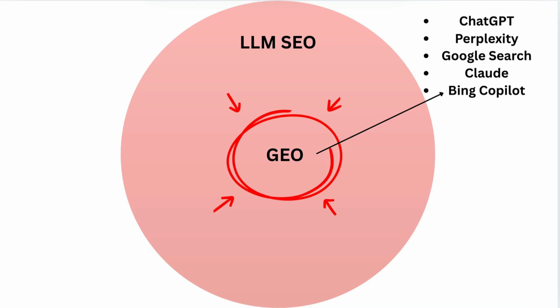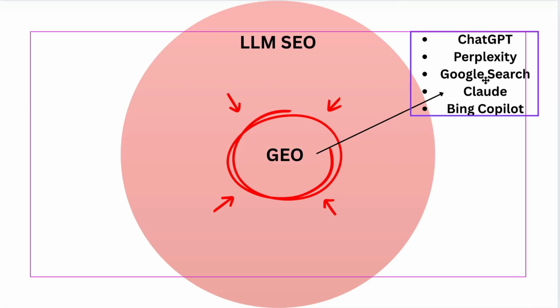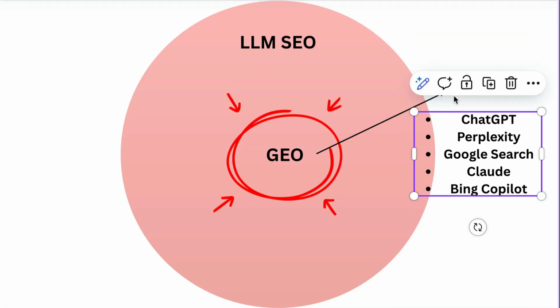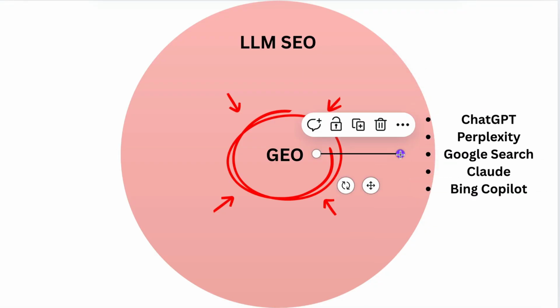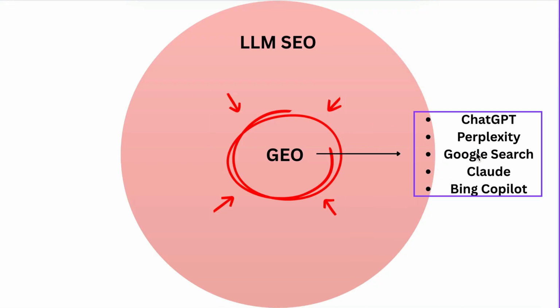So with this graphic, what I was trying to drive home is that when you think of GEO, I'm going to move things around here, the arrow is going to get shortened, you're thinking GEO are these things, right? ChatGPT, Perplexity, but actually the answers are powered by the models underneath.